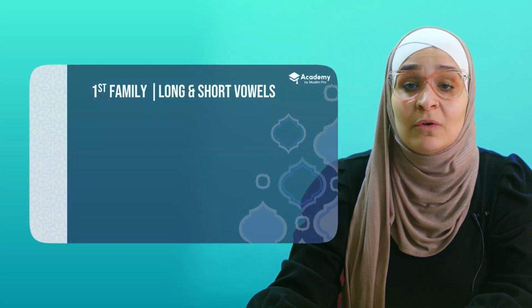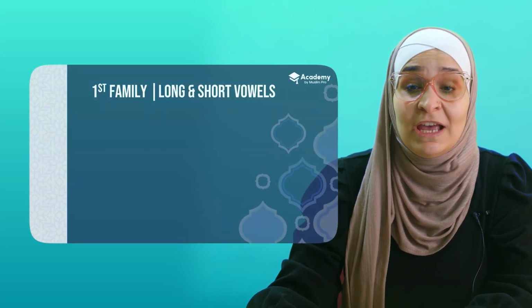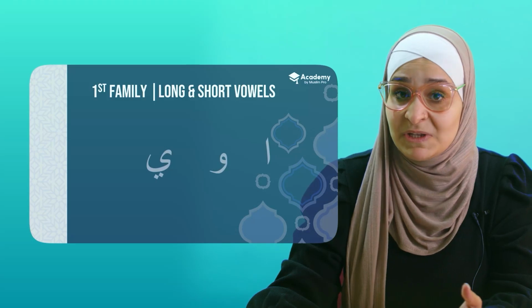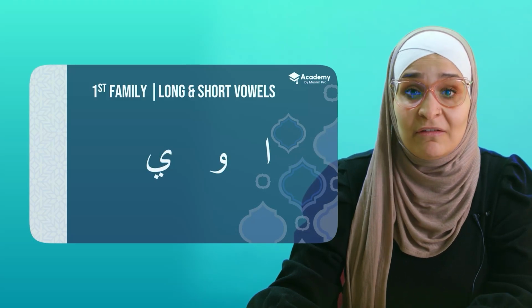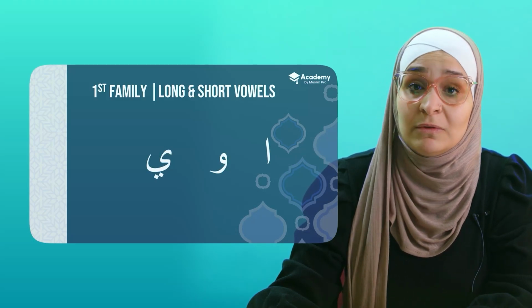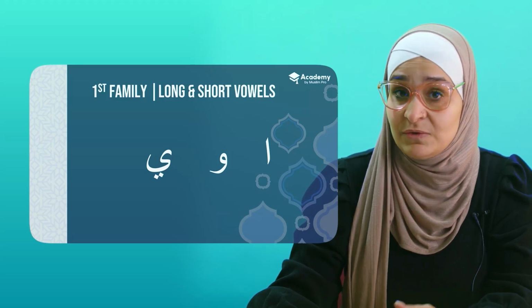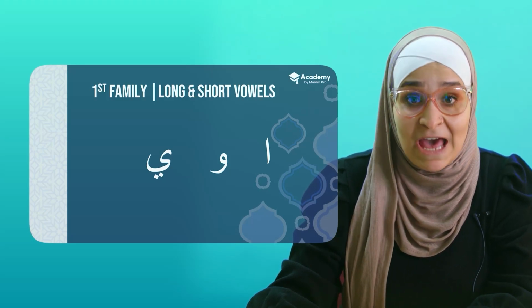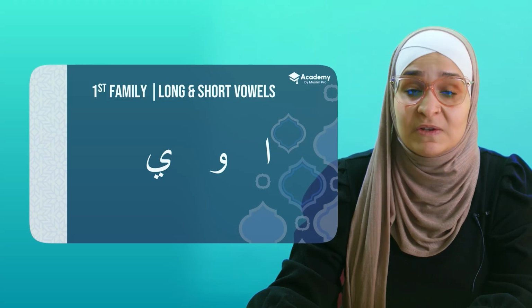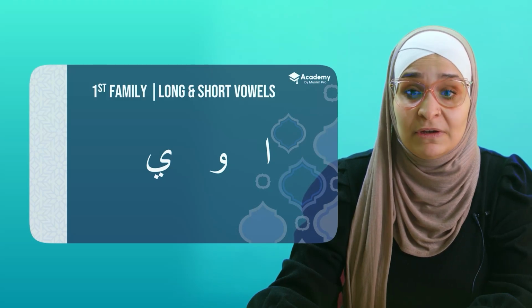Let's get a look on long and short vowels in Arabic. As we said before, we have long vowels, we have short vowels. We only have three of each. We only have three long vowels, as you can see them. We have A, O, E. These are the only three long vowels in Arabic.